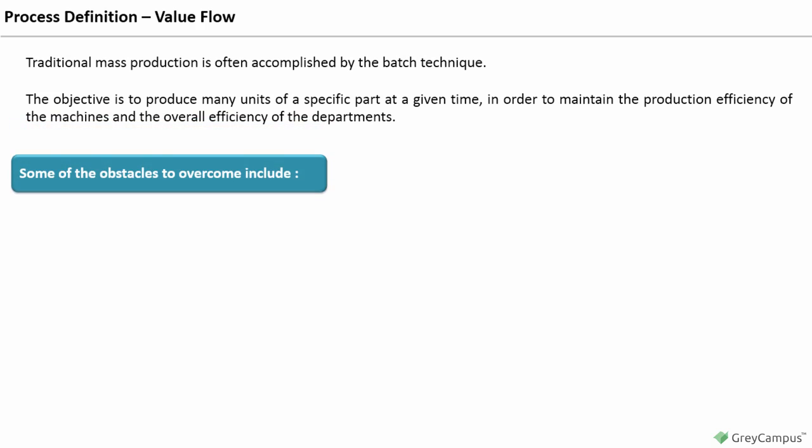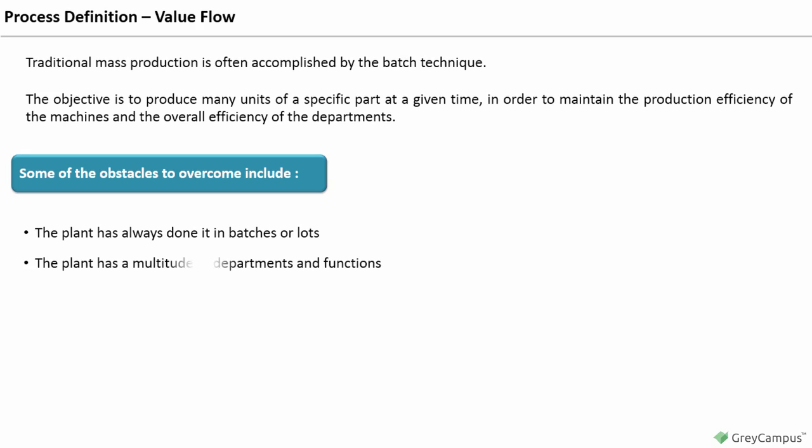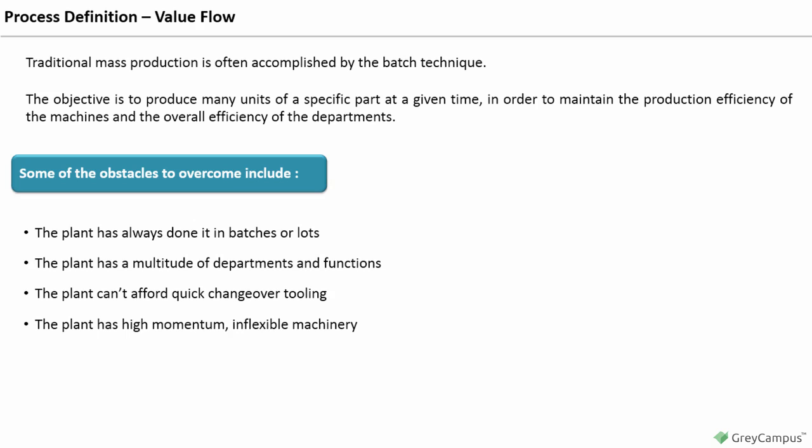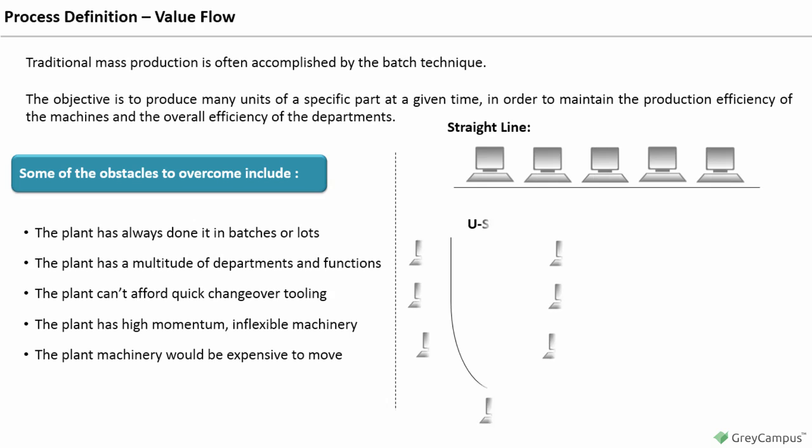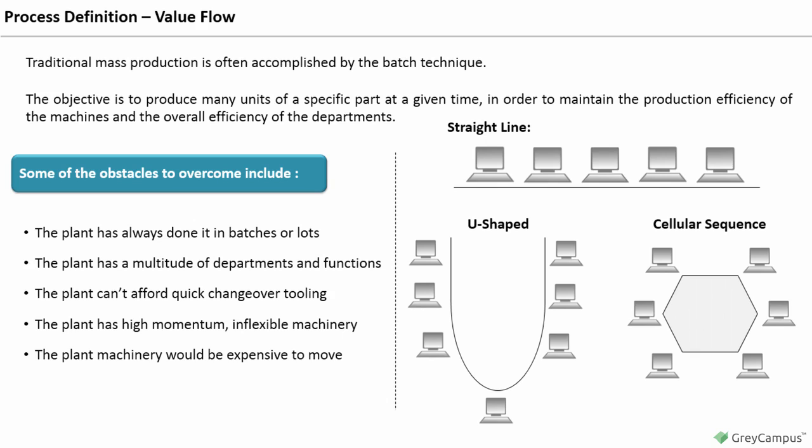Some of the obstacles to overcome include: the plant has always done it in batches or lots. The plant has a multitude of departments and functions. The plant can't afford quick changeover tooling. The plant has high momentum and inflexible machinery. The plant machinery would be expensive to move. Ideally, in a continuous flow layout, the production steps for single-piece flow without WIP are arranged in a straight line, U-shape, or cellular sequence. Inside this flow, the work of each station and operator must be performed with reliability.